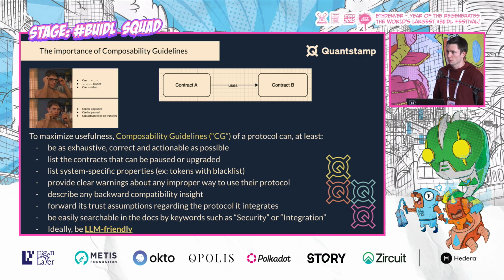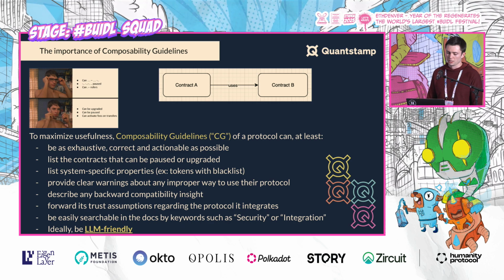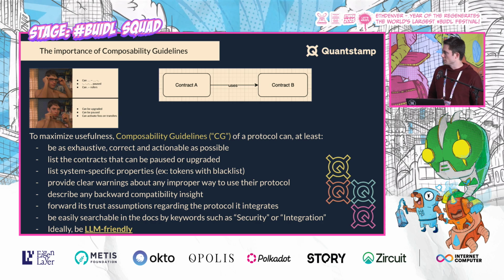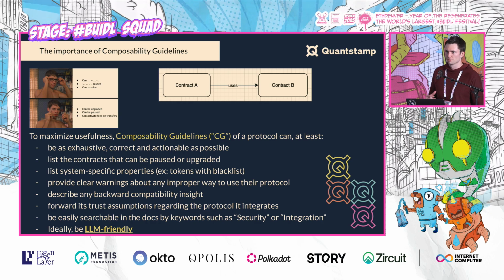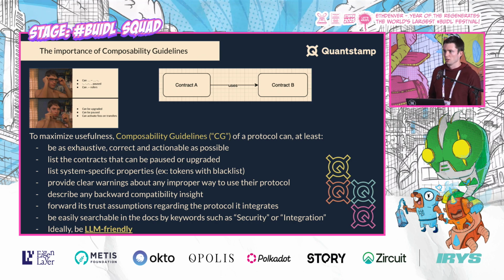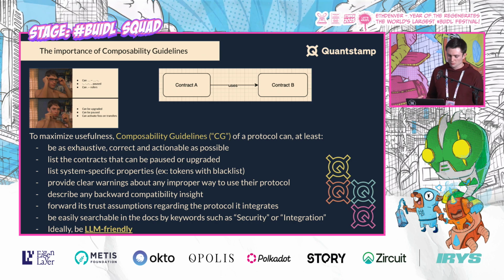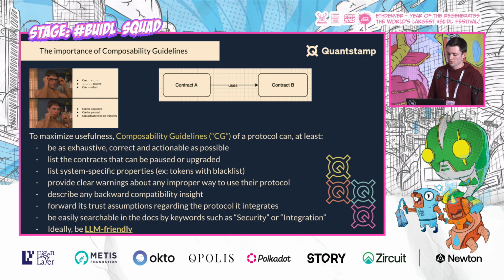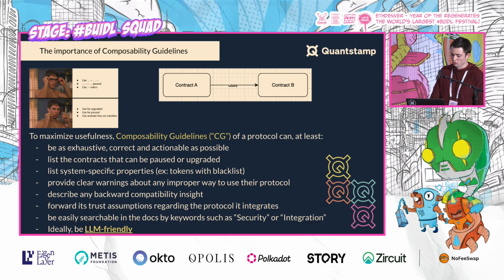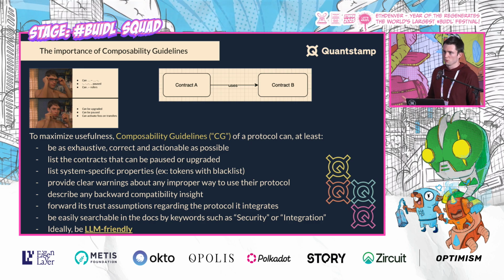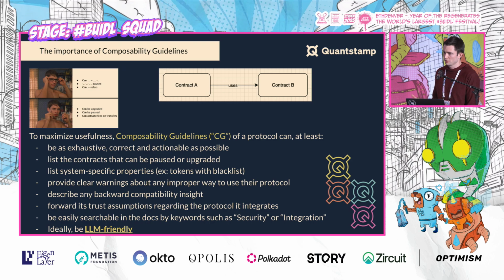So we want to talk about the importance of composability guidelines and very specific use cases, and what we want the documentation to look like when we're integrating with a project. These are some of the main things that we came up with. We need to have as exhaustive, correct and actionable a list as possible. We need to have every action that can be taken by a user or an integration listed, along with its security considerations.